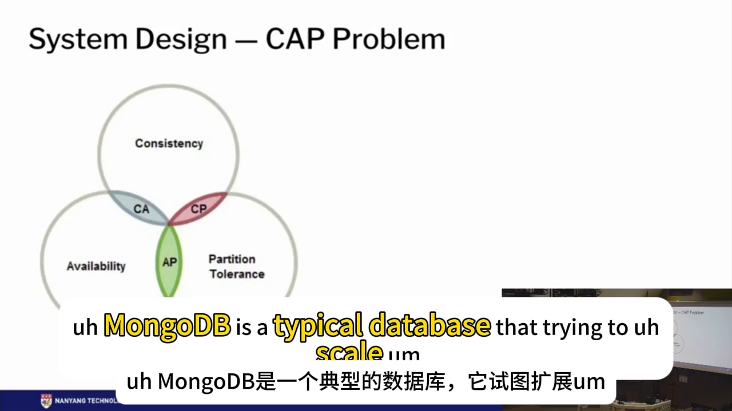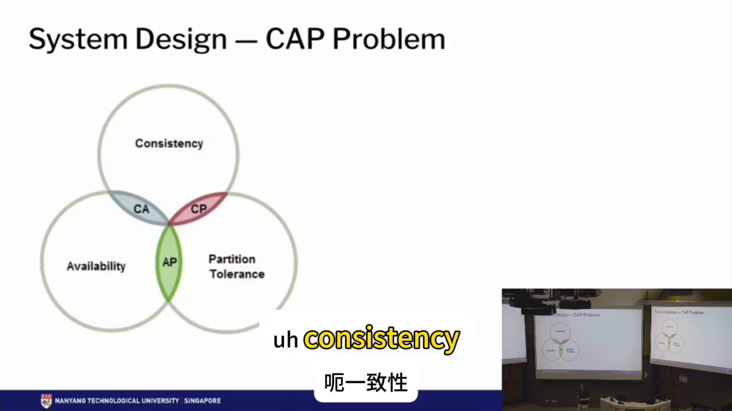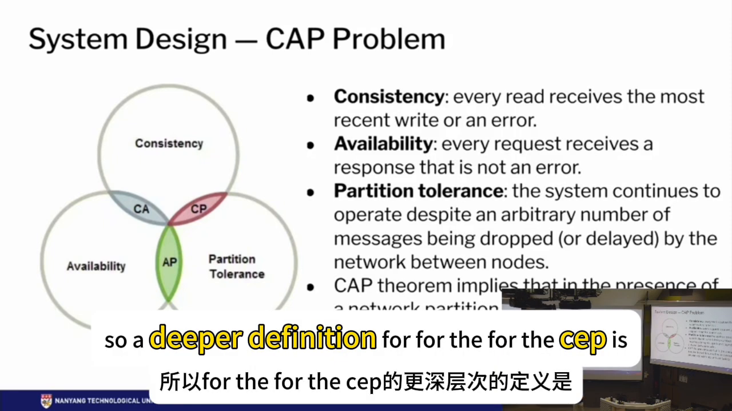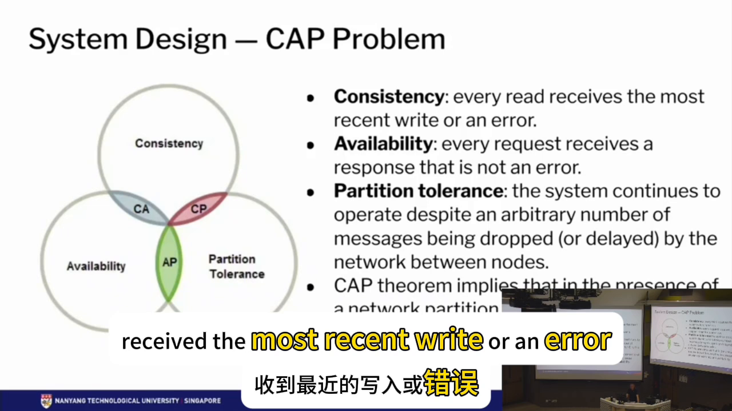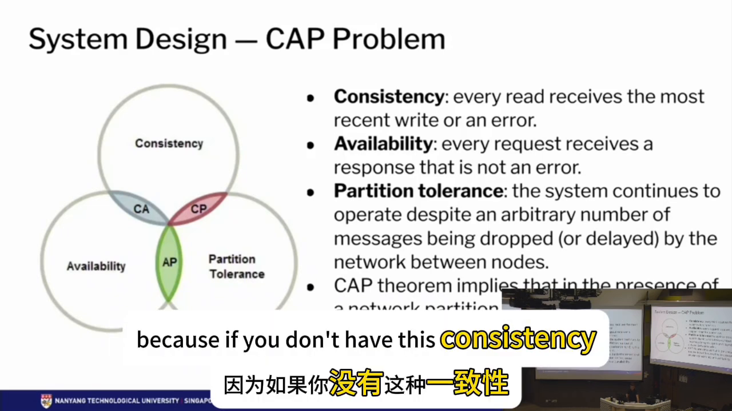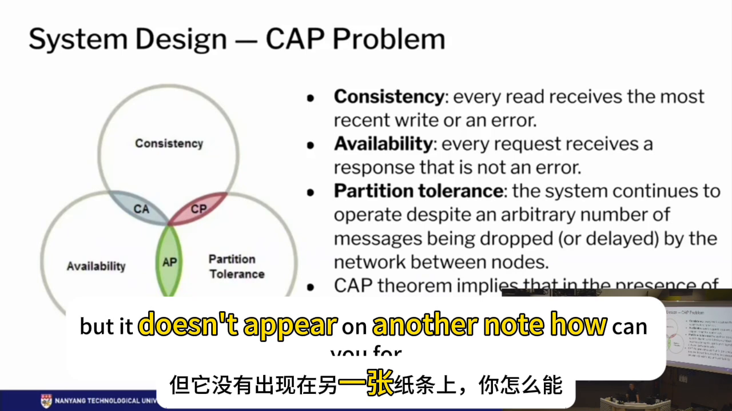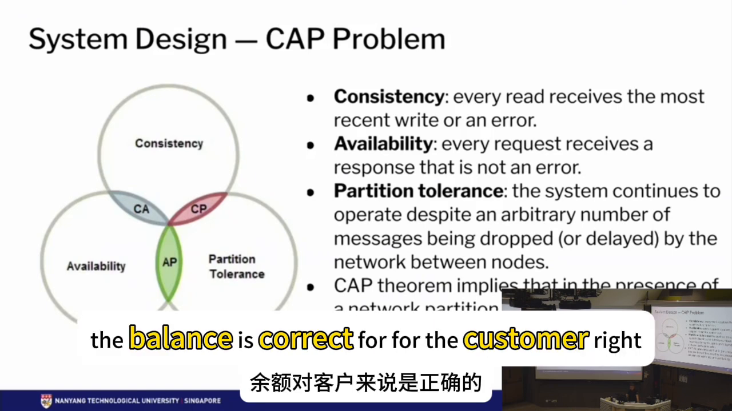For example, MongoDB is a typical database trying to scale as a no-structure database, where they have to choose consistency and partition tolerance combined, sacrificing availability. So the deeper definition for CAP: consistency means every read receives the most recent write or an error. Because if you don't have this consistency, imagine one database receives a deposit of US dollars for one account, but it doesn't appear on another node. How can you, for example as a bank service, make sure the balance is correct for the customer, right?